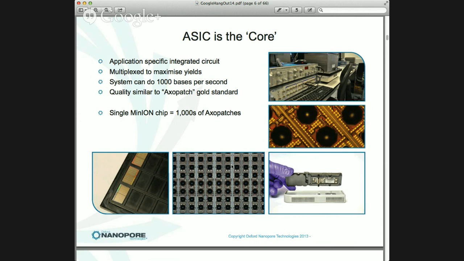Now, obviously, this is an ongoing area of research as well in terms of improving the ASIC. But really, you can't do high throughput nanopore sensing without a chip.